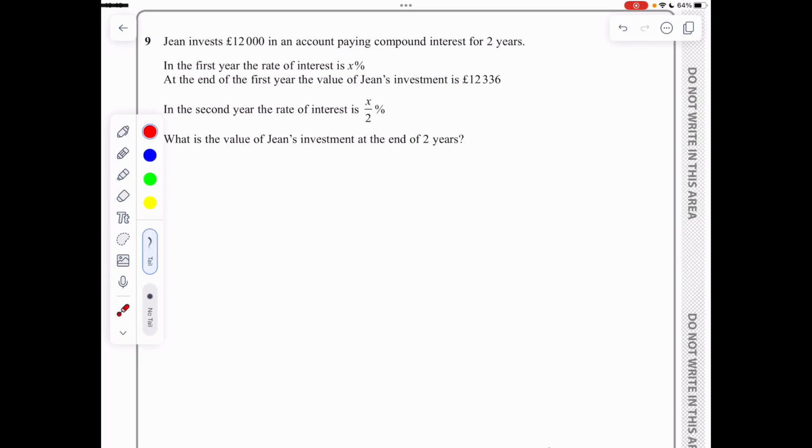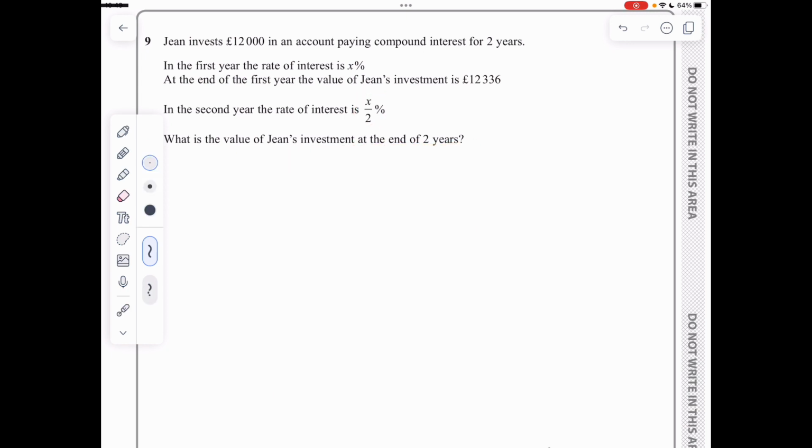In 9, we had an investment of £12,000 in an account paying compound interest for 2 years. For the first year, the rate of interest was X%, resulting in an investment worth £12,336 at the end of the first year. For the second year, it went down to X over 2 %, and we need to work out the investment at the end of the 2 years.